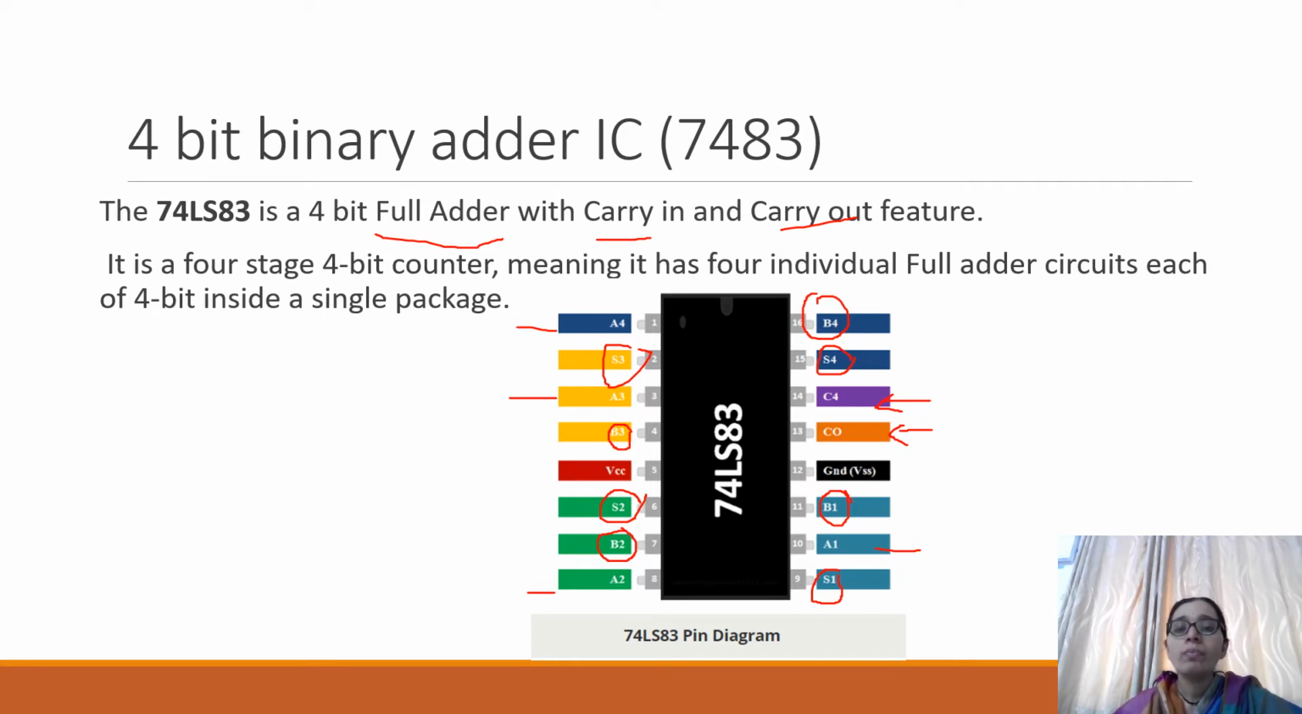So 8 pins for A and B, 1 pin for previous carry, these are the inputs, and 4 output pins S4, S3, S2, S1 and with that carry out also. And these are the 2 that are required to enable that IC, VCC and ground. So this is the overview of the 7483 IC, that is a 4-bit binary adder.